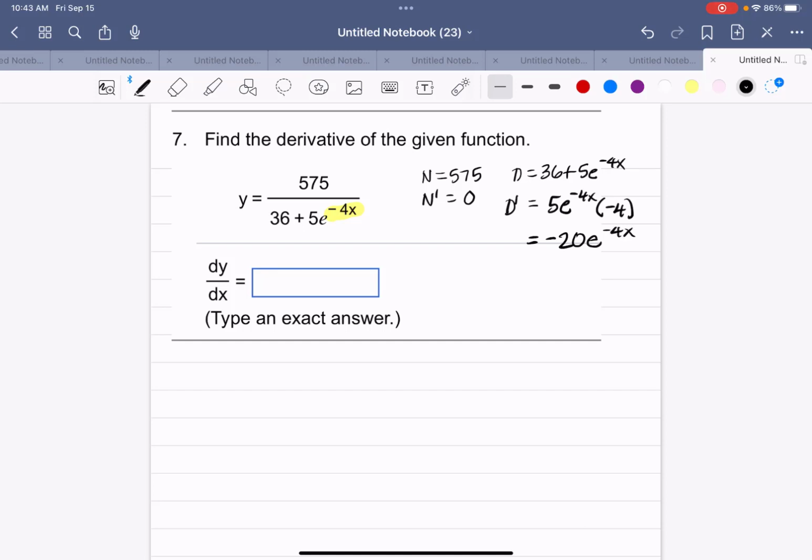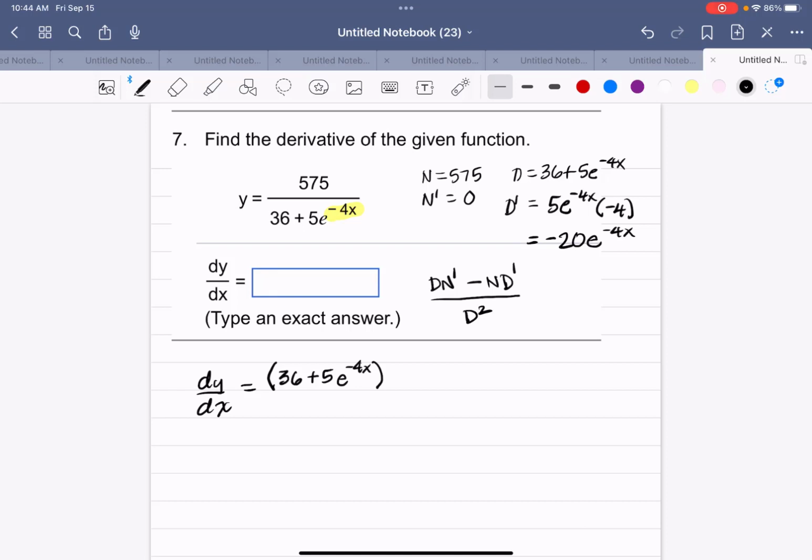So now I'll use the quotient rule. The quotient rule says denominator times the derivative of the numerator minus the numerator times the derivative of the denominator, over the denominator squared. So our dy/dx is our denominator, so it's this whole thing, 36 plus 5e to the negative 4x. You need to put that in parentheses.